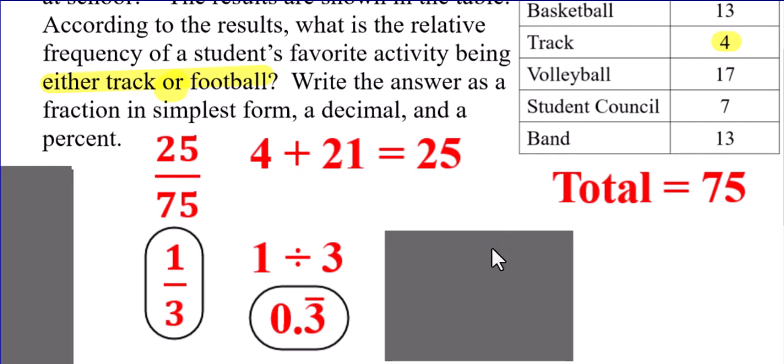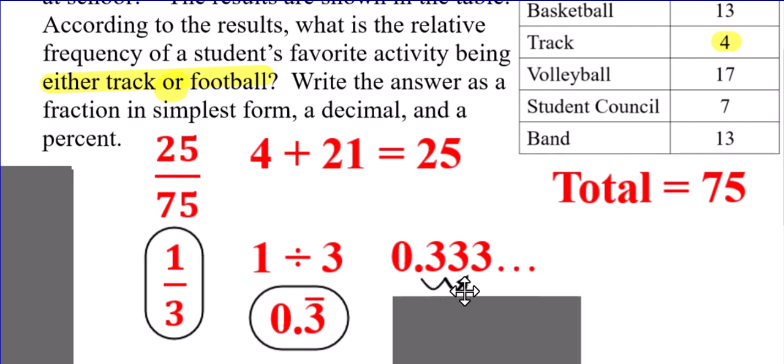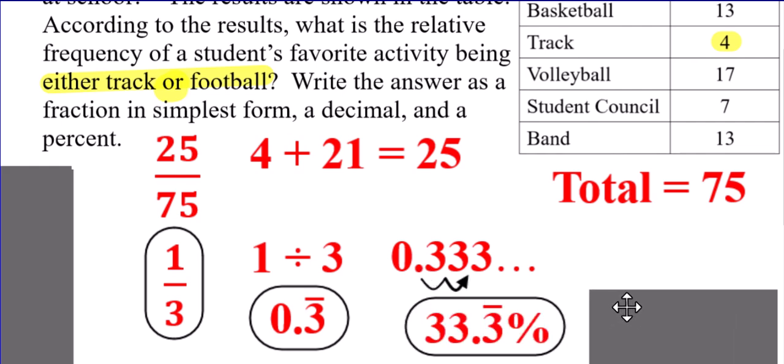Anyway, taking the decimal point and moving it 2 places to the right, please don't say 30%. There's not a 0 next to this. This is a repeating 3. So don't say 30%. Don't say 33%. It's still a repeating 3. It's 33.3 repeating percent. If you got that wrong, please fix it now.